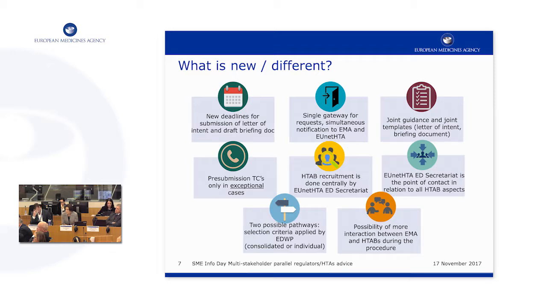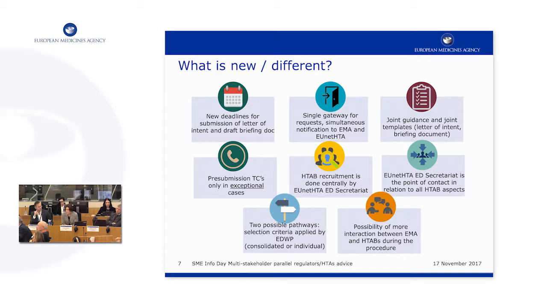The HTA recruitment is done centrally by the UNETA Secretariat, and this is a really big step forward compared to the previous platform, whereas previously each individual company, if they wanted parallel advice, had to go around the houses to the different HTA bodies to ask about participation. Now this is much simpler, much more streamlined. The UNETA Early Dialogue Secretariat, which is based at HTAs in France, French HTA, is the point of contact for this recruitment and for other aspects relating to the procedure.